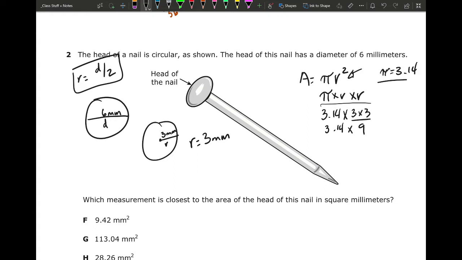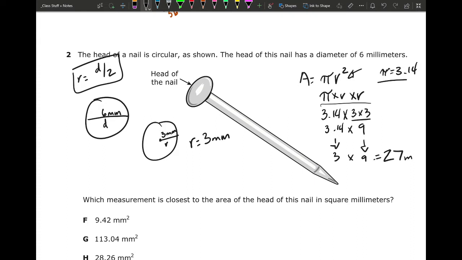Before we actually multiply this, let's go ahead and estimate this, because we can do that in our head. This is really close to 3, and this is 9. 9 times 3 equals 27.